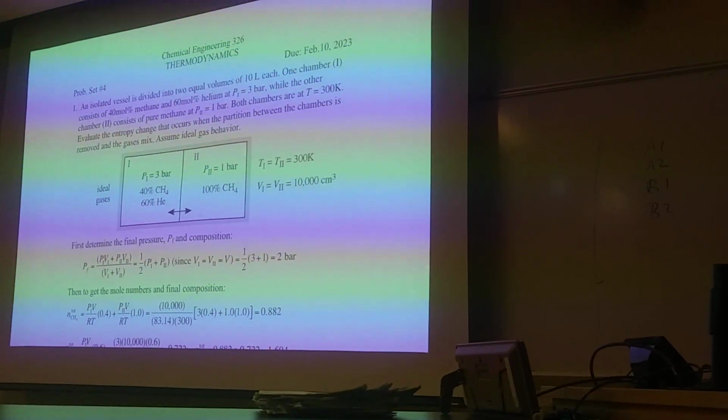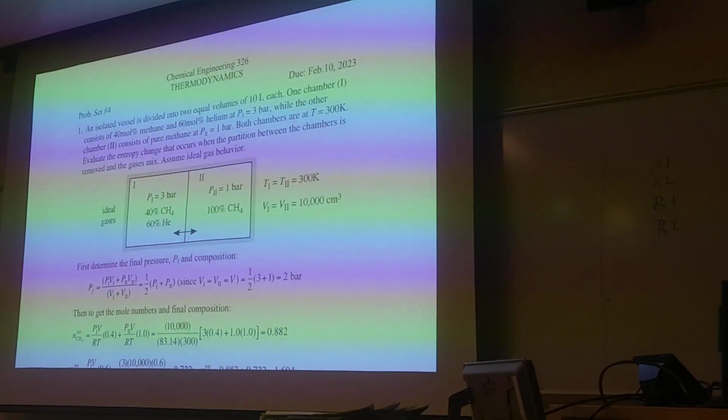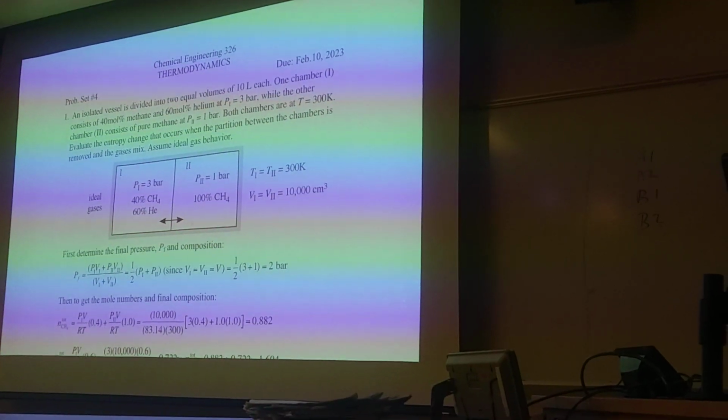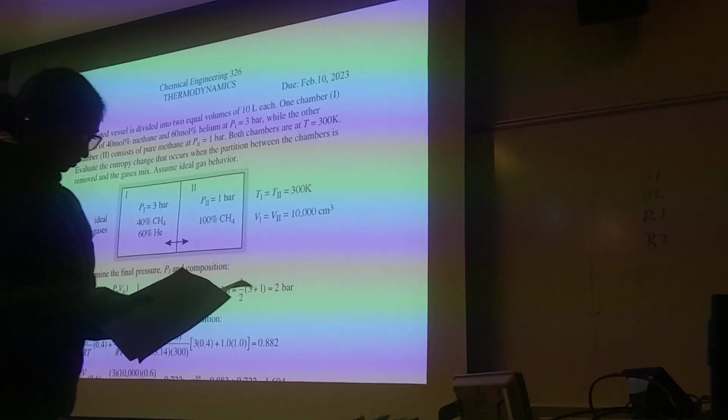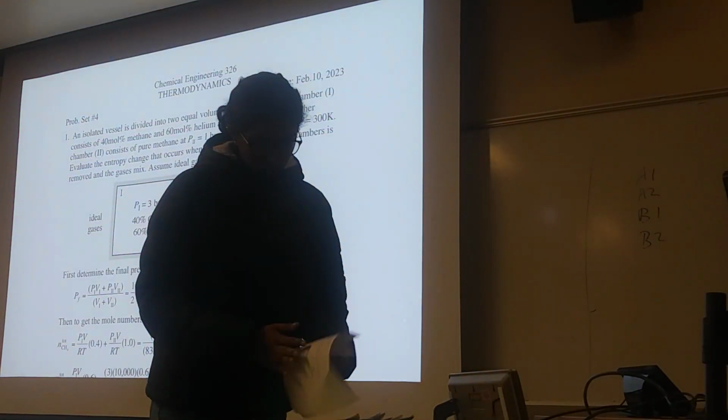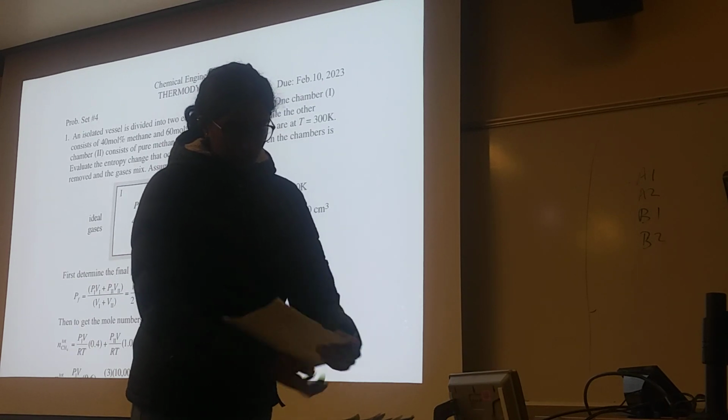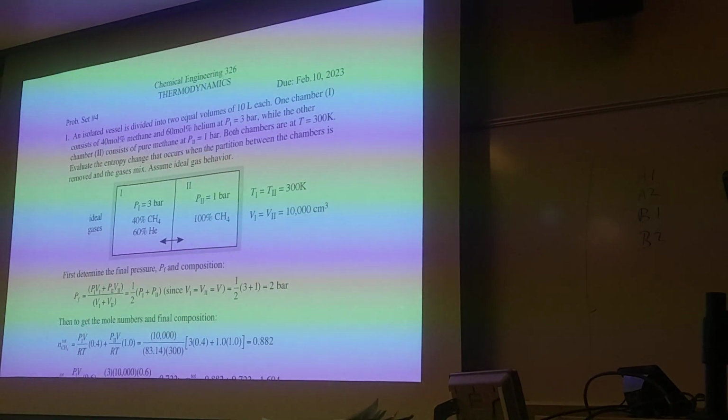In the first problem, we have an isolated vessel divided into two equal volumes of 10 liters each. One chamber consists of 40 mole% methane and 60 mole% helium at a pressure of 3 bars, while the other one consists of pure methane at a pressure of 1 bar.